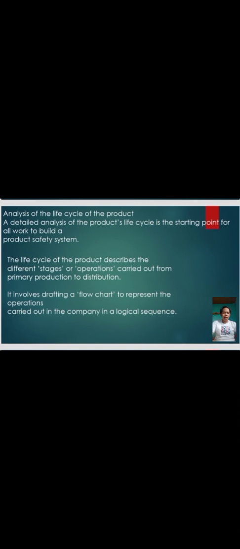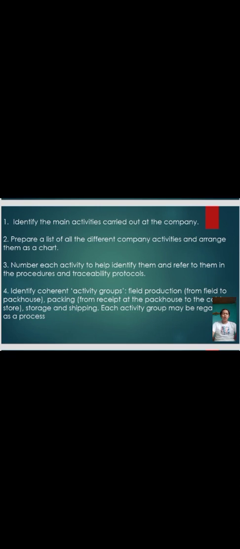Analysis of the cycle of the product. So, it is the starting point for all work to build a product safety system. The life cycle of the product describes the different stages or operations carried out from primary production to distribution. It involves drafting a flow chart to represent the operations carried out in the company in a logical sequence. So, we identify the main activities. Prepare a list, number each activity, identify coherent activity groups.